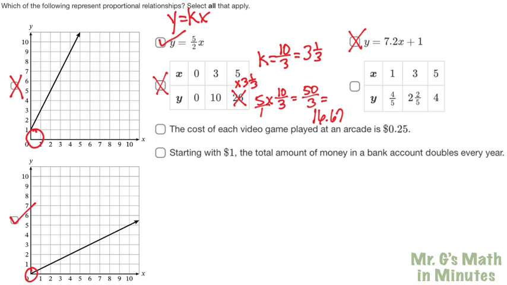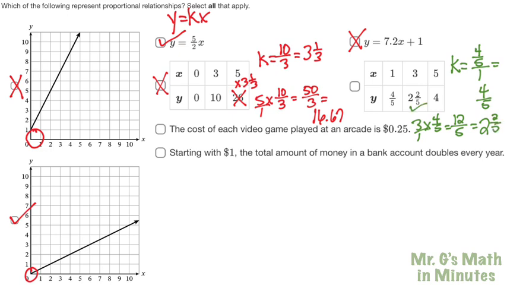Coming over to this side, we can see that k is equal to y over x, 4/5 over 1. 4/5 divided by 1 is just going to be 4/5. So we can go ahead and check these problems out. If we do 3 times 4/5, that's going to give us 12 divided by 5. 5 goes into 12 2 times, with a remainder of 2. So that one checks out.